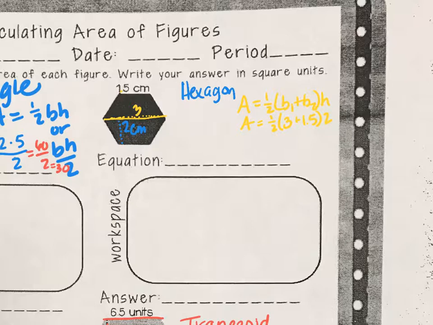I'm going to take half of 2. Half of 2 is easy. What's half of 2? 1. And then 3 plus 1.5 is 4.5 times 1. What's 4.5 times 1? 4.5. Okay, so if this is 4.5 and this is 4.5, then together they're 9 centimeters squared. You good with that?